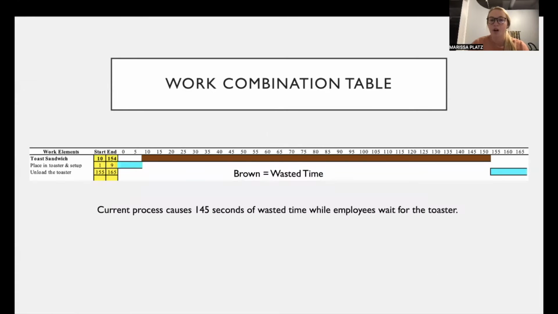When we look at the root cause, it really comes down to what we're seeing on this work combination table. That brown wasted time during the toasting the sandwich phase is really hindering our overall processing time. If we could drop that 145 seconds of employees just standing there waiting for the toaster, or periodically going and trying to help other areas, which is really inefficient, we will bring our total processing time down significantly from the current 600 seconds.